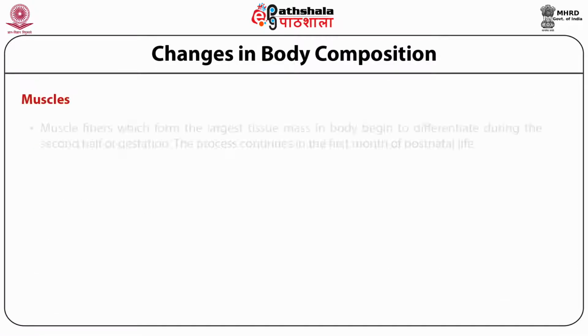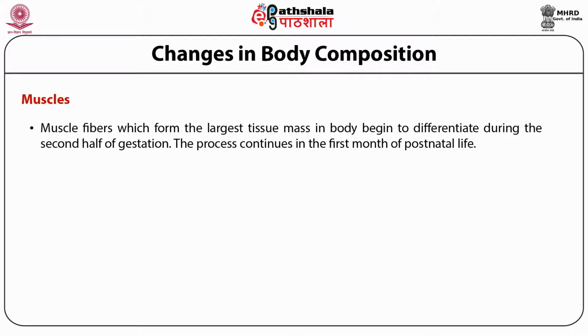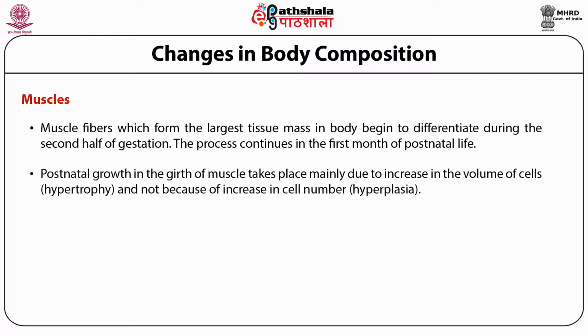Muscles. Muscle fibers, which form the largest tissue mass in the body, begin to differentiate during the second half of gestation. The process continues in the first month of postnatal life. By about 1 year of age, little difference remains in the relative fiber distribution in the muscle tissue of children and adults. Postnatal growth in girth of muscle takes place mainly due to increase in the volume of cells, which is called hypertrophy, and not because of increase in cell number, which is hyperplasia.